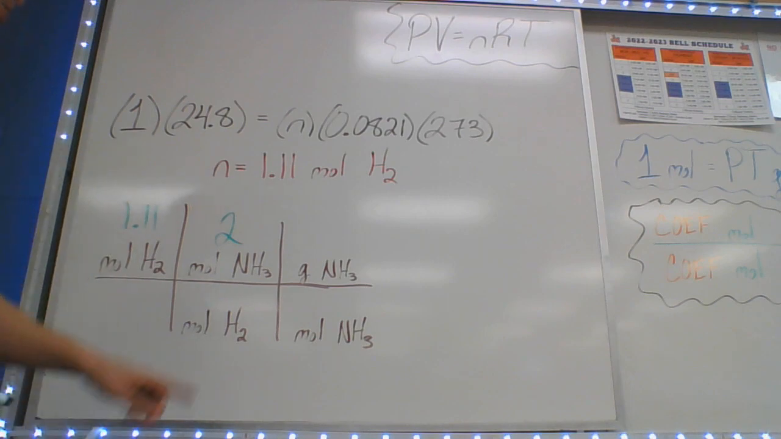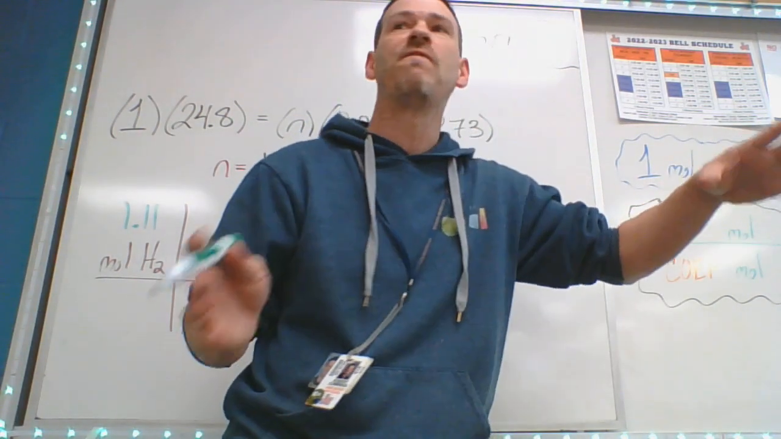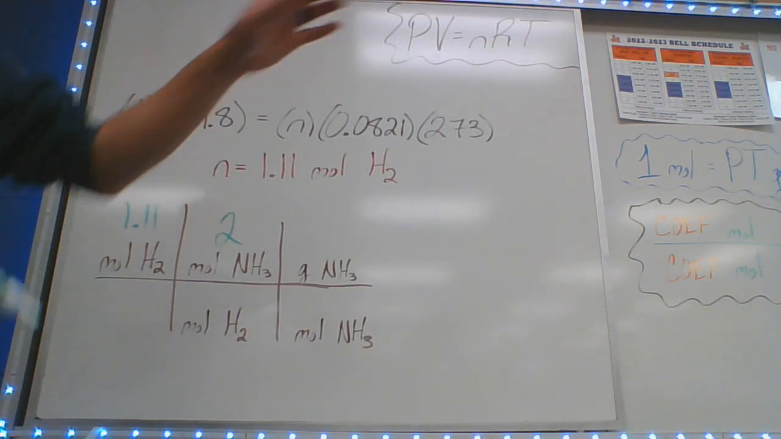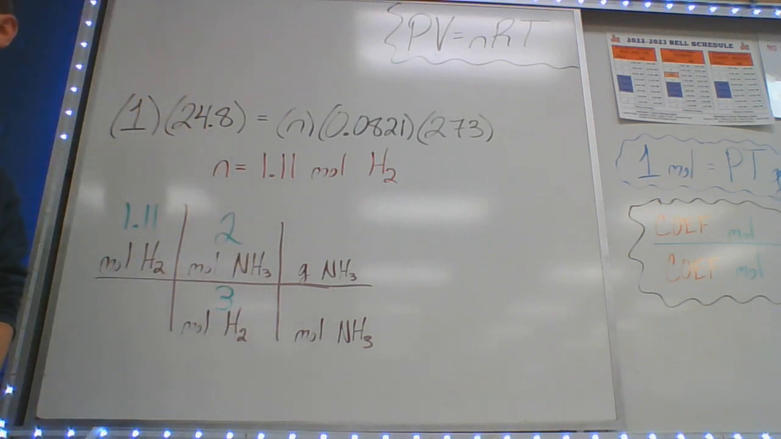The way that she got 2 is moles is over moles, so she knew the numbers needed to come from the coefficient, so she found ammonia up there, and it was 2. The coefficient for hydrogen is 3.